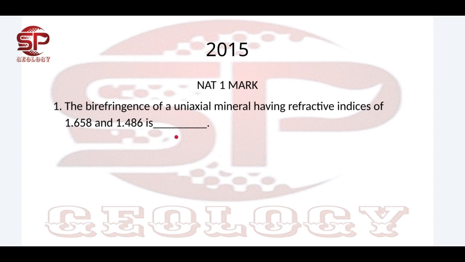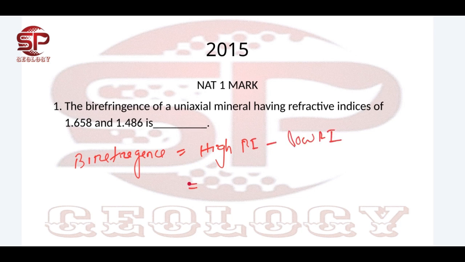When the birefringence of a uniaxial mineral having refractive indices of 1.658 and 1.468. Do you know birefringence? It is high RI minus low RI. High refractive index minus low refractive index. So your high refractive index is 1.658 minus 1.486. If you subtract it, it will be 0.172. So this will be the answer, 0.172.